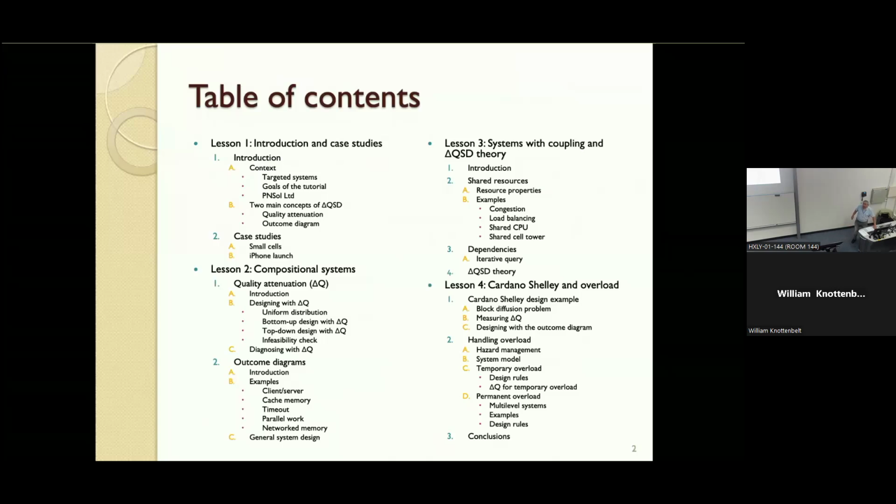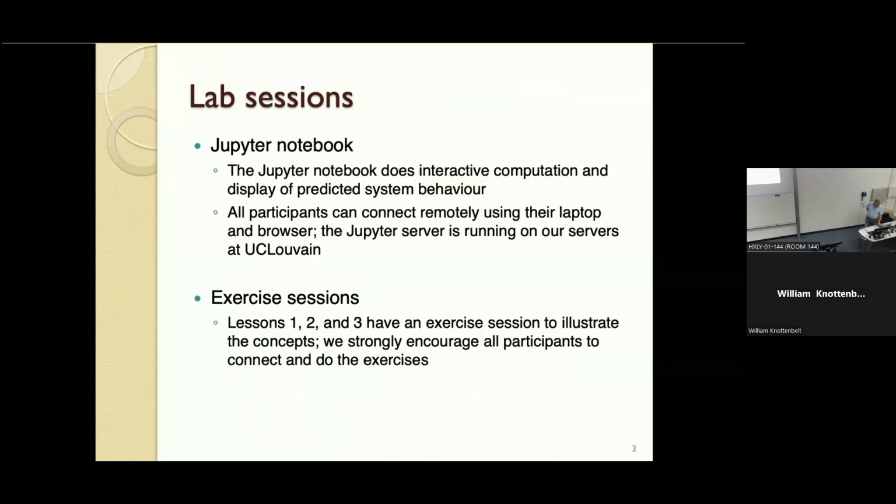So this is what happens when you stress a system beyond what it's designed to do. And we'll talk about temporary and permanent overload, but we'll also give a real world design example of our approach for the Cardano-Shelley blockchain crypto algorithm.